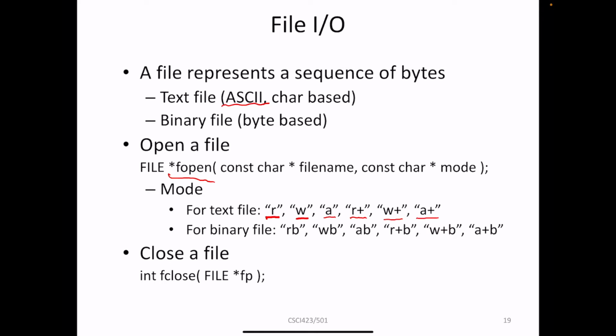Also, all the content you just wrote into the file is stored in memory, so it has not been written back to the hard disk yet. Only when you close the file can the content be written back to the hard disk. So don't forget, at the end of your program, use this fclose function to release the memory back to the operating system.